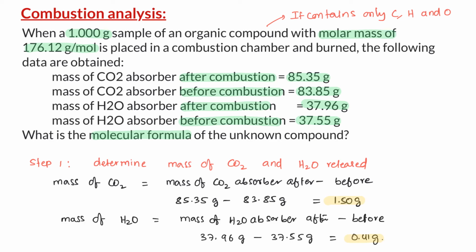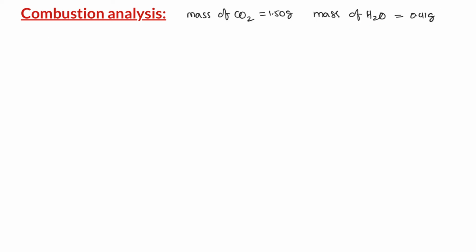Similarly, for water, it is 37.96 grams minus 37.55 grams, which equals 0.41 grams. The important point here is that all the carbon present inside the 1.50 grams of carbon dioxide that is released must have come from the unknown compound. Similarly, all the hydrogens present in the 0.41 grams of water released during the reaction must have come from the unknown compound. Now let us calculate the mass of carbon in 1.50 grams of carbon dioxide.